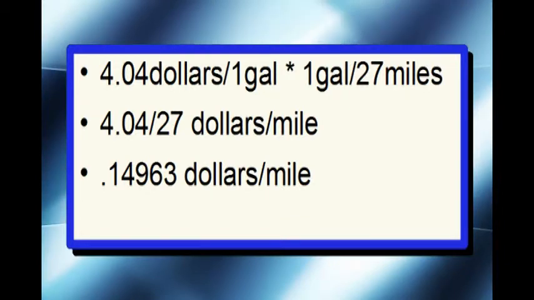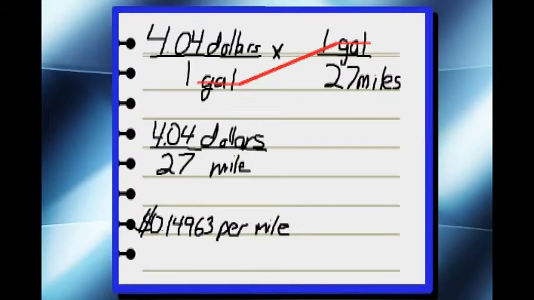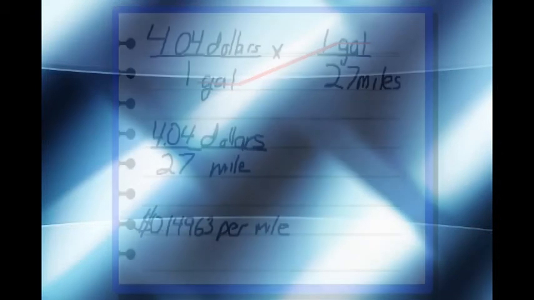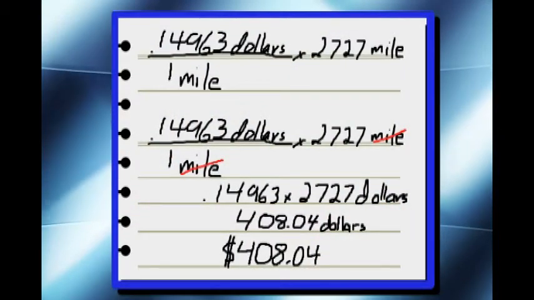Since the question asks, how much does it cost? This gives us a valid answer. So, canceling out my gallons, I get $4.04 over 27 miles. Using a calculator, this comes out to $0.014963 per mile, or roughly 15 cents per mile. I'm not going to round up to 15 cents per mile because it kind of throws off the calculations. But now that I know the cost for 1 mile, I can multiply this cost by my 2,727 miles.